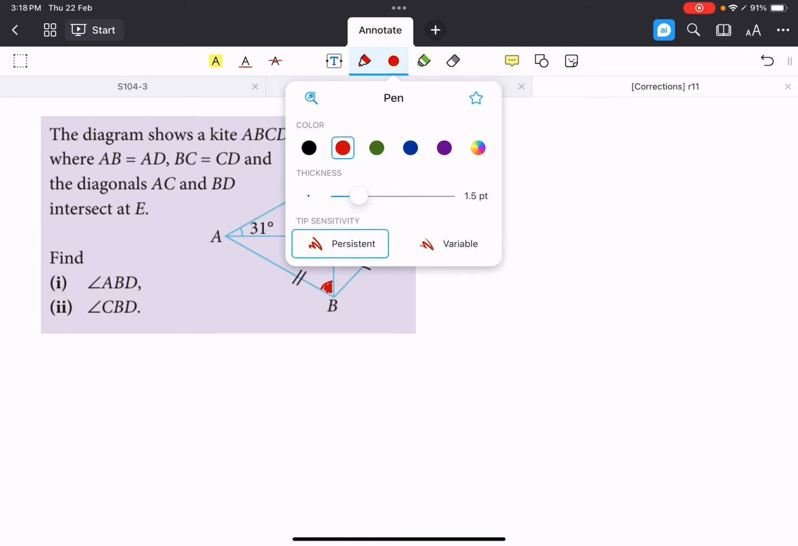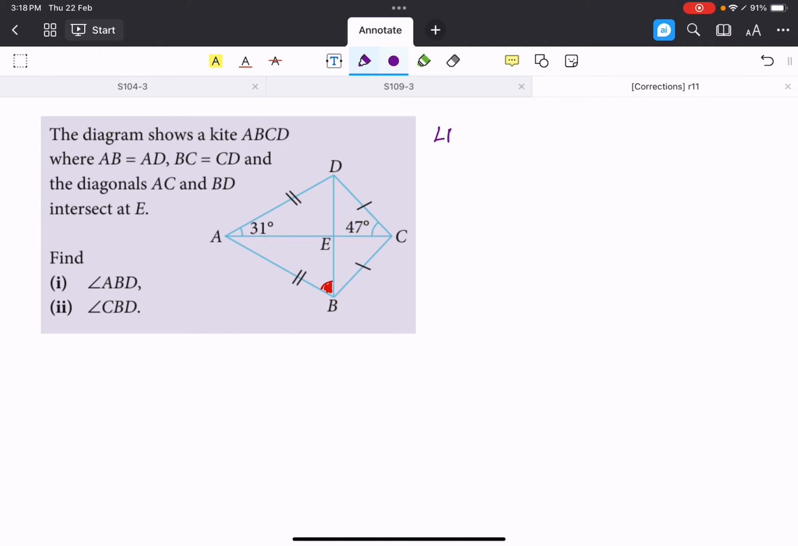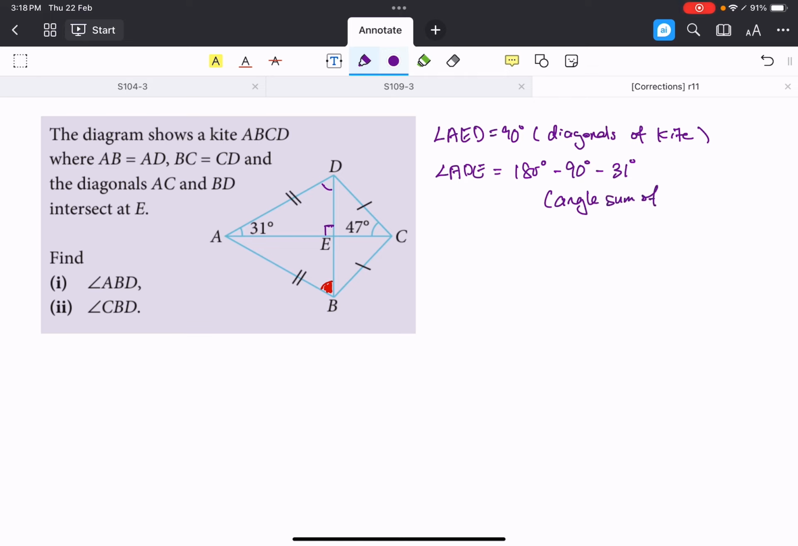First, I'm going to declare that angle AED is 90 degrees. Why? Because diagonals of kite intersect at right angles. Let's mark it out. Therefore, we can find this angle. Angle ADE is equal to 180 degrees minus 90 degrees minus 31 degrees. The reason: angle sum of triangle.